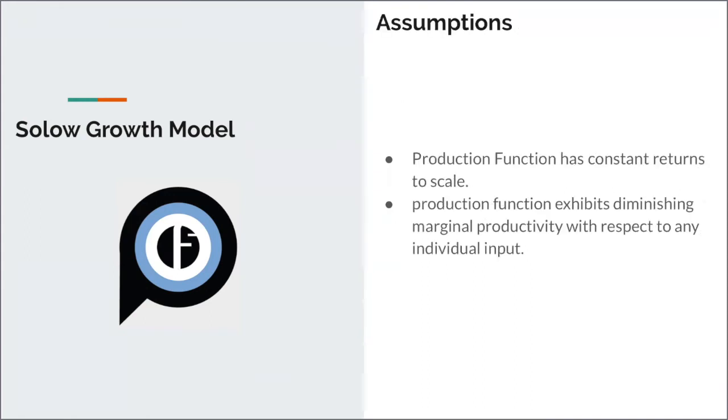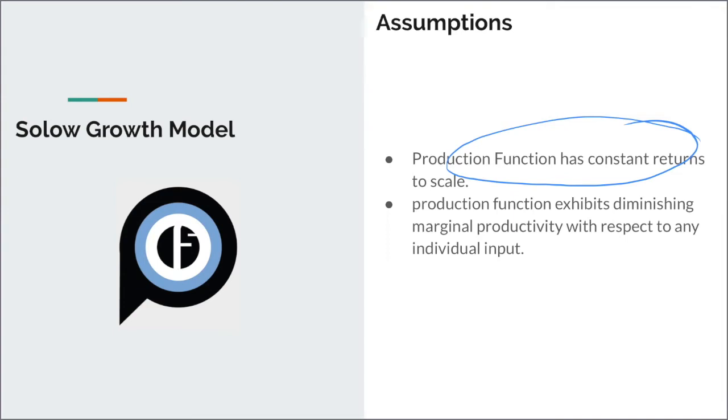The first assumption behind the Solow Growth Model is that the production function has constant returns to scale. Constant returns to scale means that if I increase labor and capital by the same percentage, then the output will increase by the same percentage.